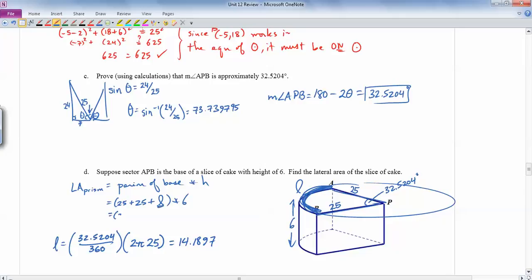So we got 25 plus 25 plus 14.1897 times 6. And if you add the parentheses together and then multiply it out, you end up with 385.138.